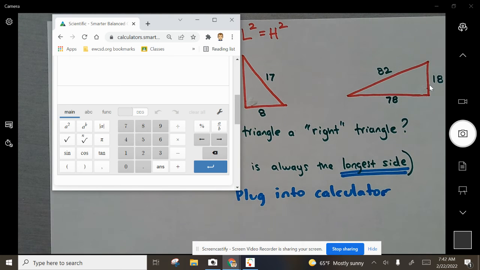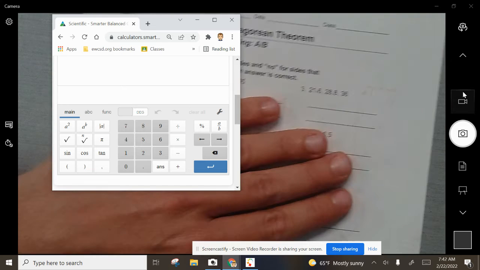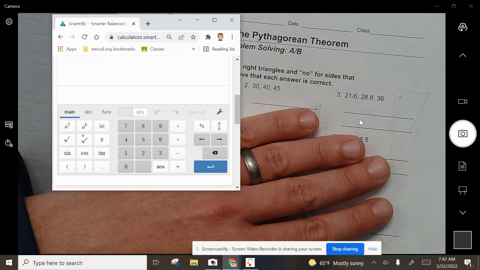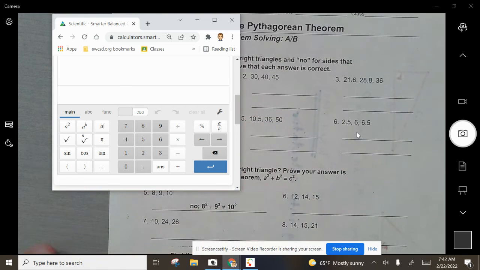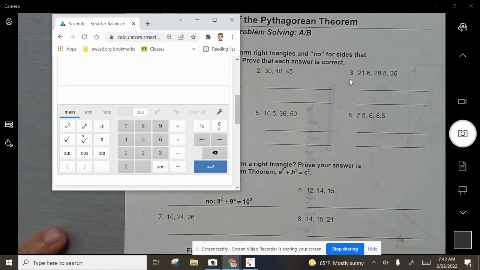These are triangles drawn, but if you flip over your paper, is there a triangle drawn for number 3? No. Is there a triangle drawn for number 5 or number 6? No. So what would be the hypo on number 3? It would be 36 because that's the longest side, and then you would test it. 50 would be the longest. That would be the hypo here, and 6.5 would be the hypo.